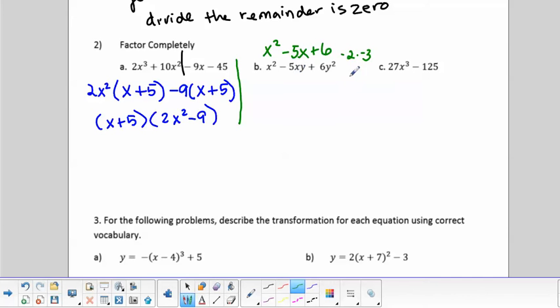So without the y's, I would have x minus 2 and x minus 3.